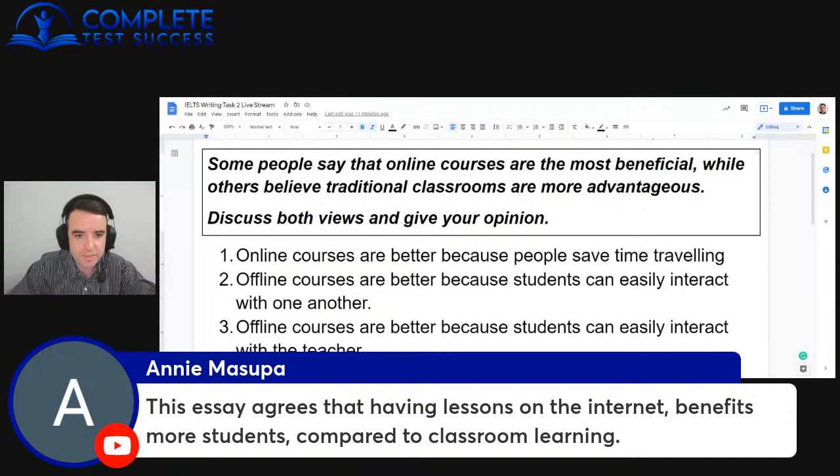Annie, this essay agrees that having lessons on the internet benefits more students compared to classroom learning. And then again, you need the main idea. You need to say why.